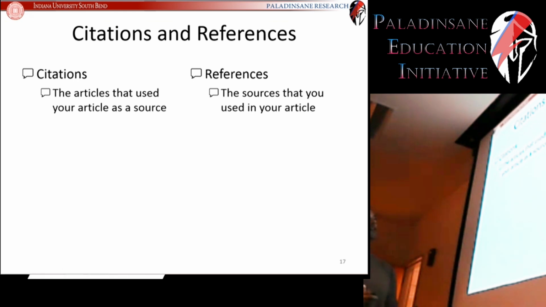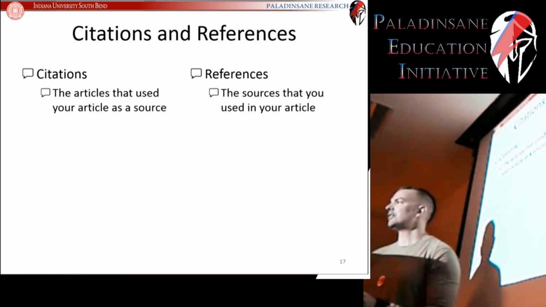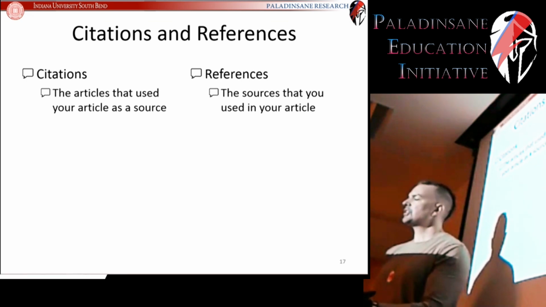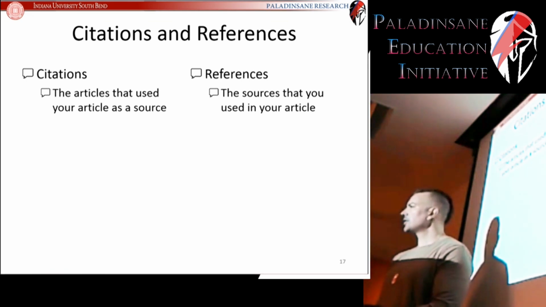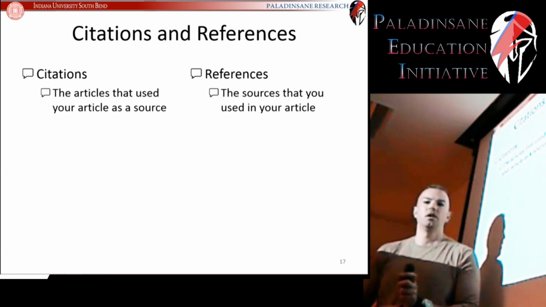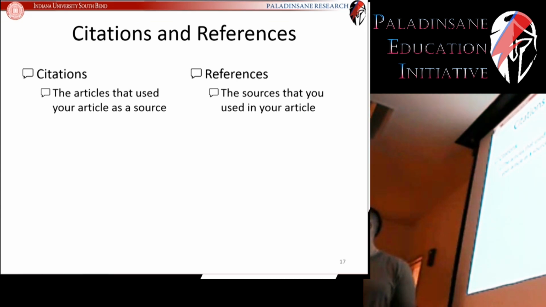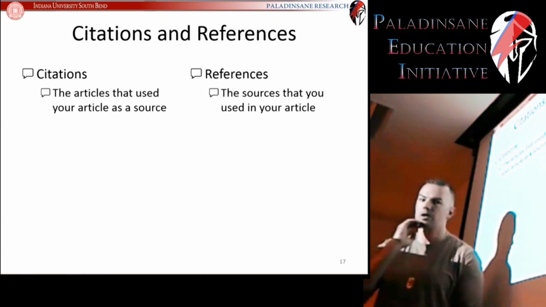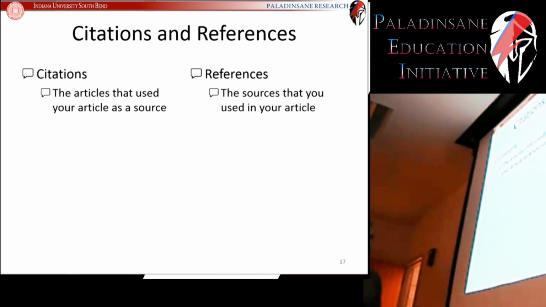Citations are the articles that use your article as a source. So when I say that a paper has 30 citations, what I mean is that 30 other published articles included that article in their reference section. They mentioned that article in their work. They mentioned that article in their publication.